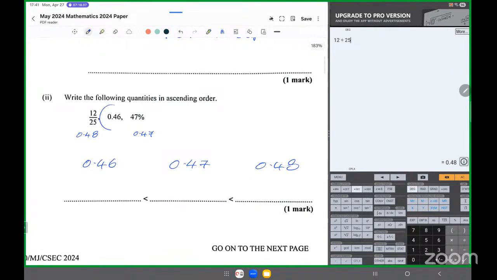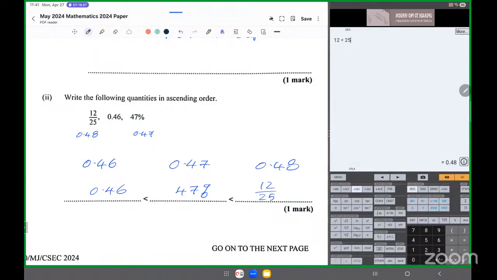And the 0.46 is that original one. So they put that here, 0.46. And then the 0.47 is the 47%. They put the 47% here. And the 0.48 is the 12 over 25. So they put the 12 over 25 here. That is it. Ascending order.